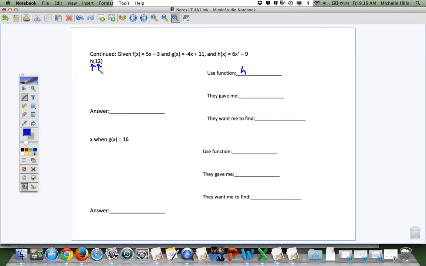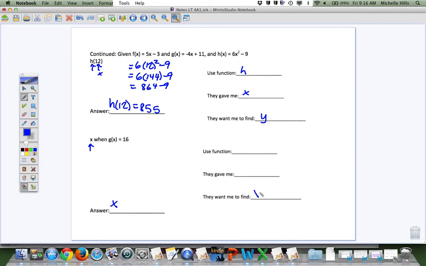Use function h again. They gave me the thing inside the parentheses, so they gave me x. They want me to find y. So my answer, h of 12 equals, well, 6 times 12 squared minus 9. Again, you could at this point plug this in your calculator and get the answer. Otherwise, it's 6 times 144 minus 9. And that's 864 minus 9, which is 855. This means if I graphed y equals 6x squared minus 9, a point on that line is the point 12, 855.